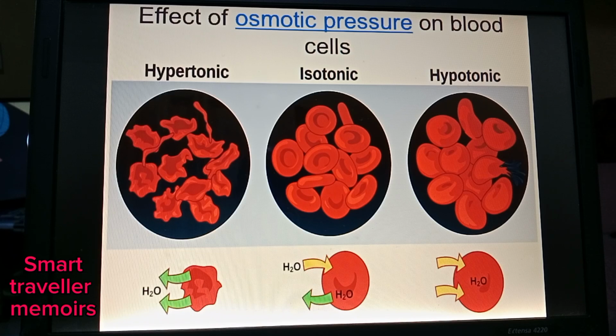But simply, hypertonic means a concentrated solution. Isotonic means the solution has the same concentration as the concentration of the red blood cell, and hypotonic means the solution is dilute.